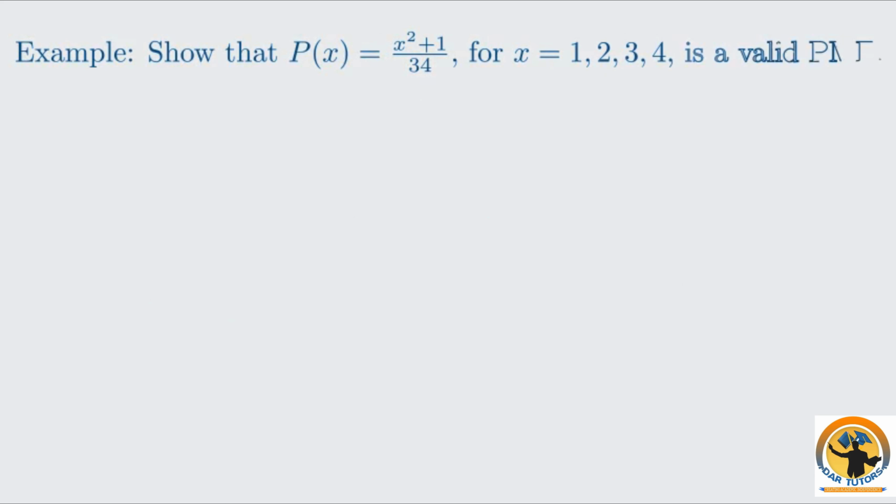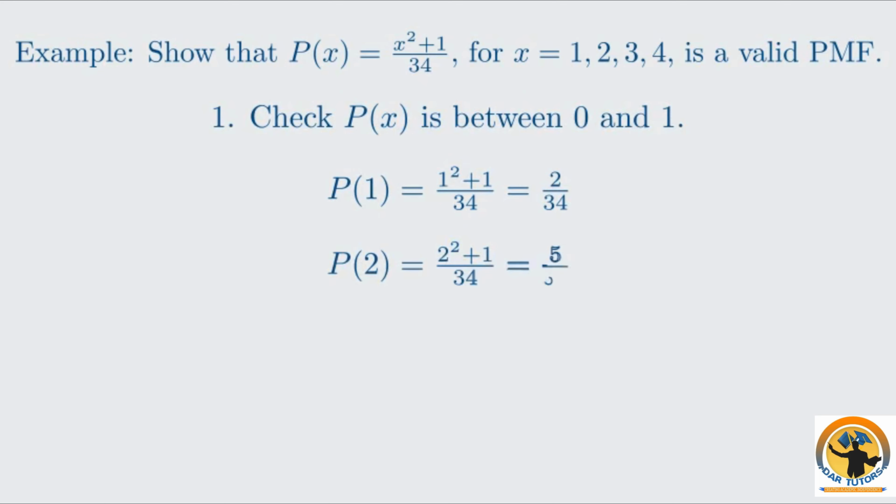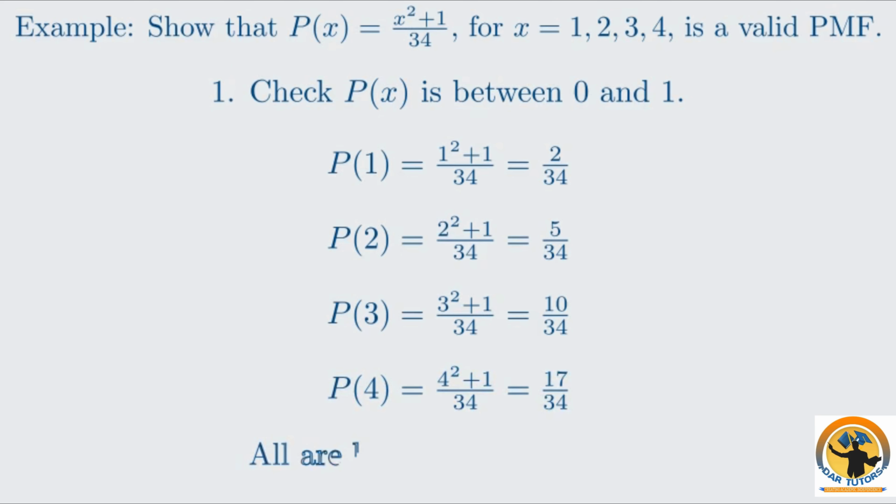To verify, we'll check both rules. First, let's calculate the probability for each x value. For x equals 1, p1 is 2 over 34. For x equals 2, p2 is 5 over 34. For x equals 3, p3 is 10 over 34. And for x equals 4, p4 is 17 over 34. We can see that all of these probabilities are between 0 and 1, so the first condition is met.